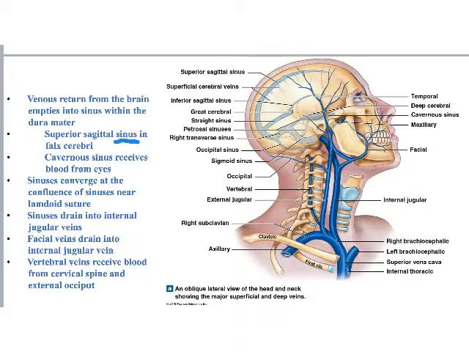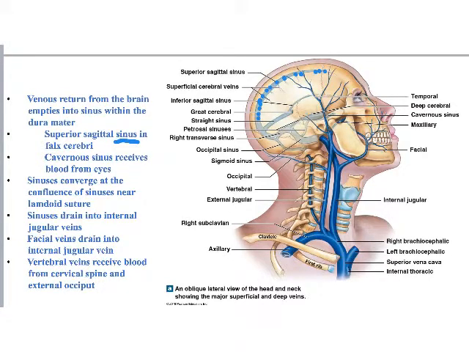So one of the big ones is the superior sagittal sinus, and on the picture that's going to be right in the middle, in between the two hemispheres of the brain, as the dura mater dips down into that deep fissure, the deep longitudinal fissure in between the right and left hemisphere.